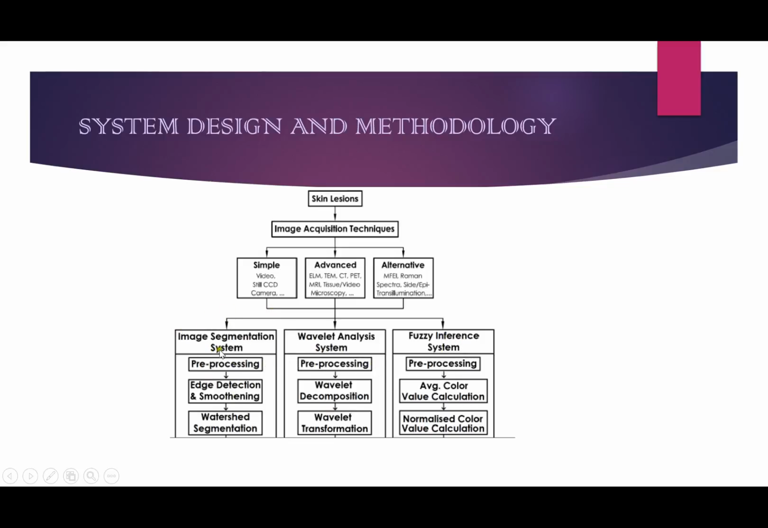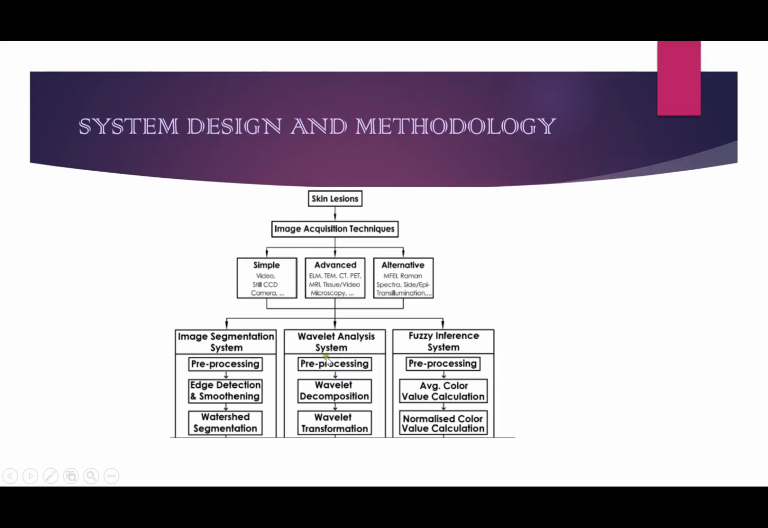The image segmentation system, which is responsible for pre-processing, for contrast enhancement, and for correction and for edge detection and smoothing of the image, to allow for us to determine the A and B parameters using the image segmentation system by using the Canny edge detection and the watershed segmentation.